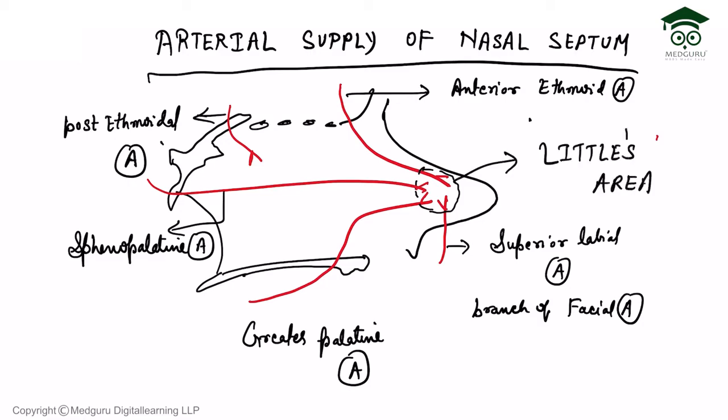That area is called Little's area, and it has a rich anastomosis between these arteries, so it is more prone to epistaxis.